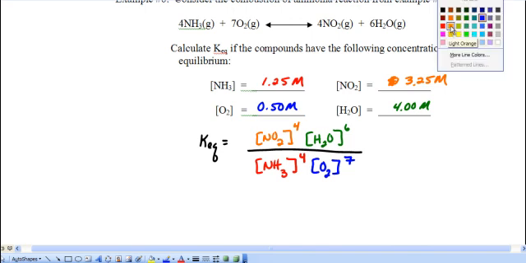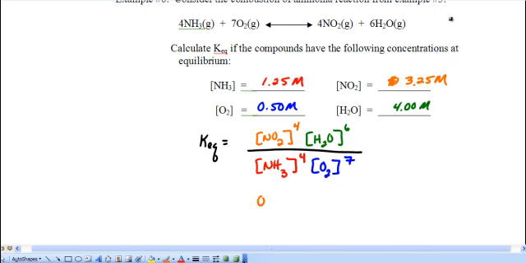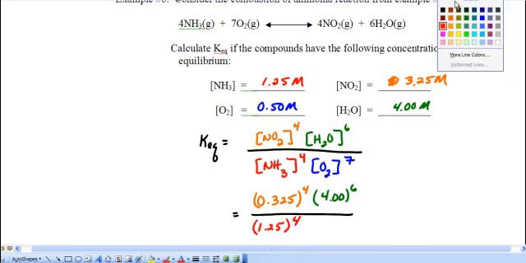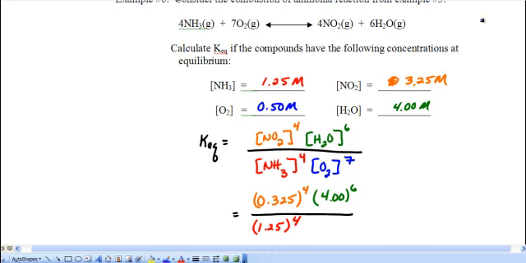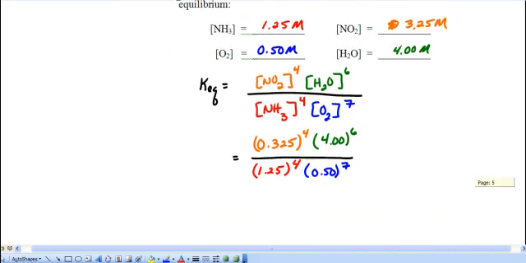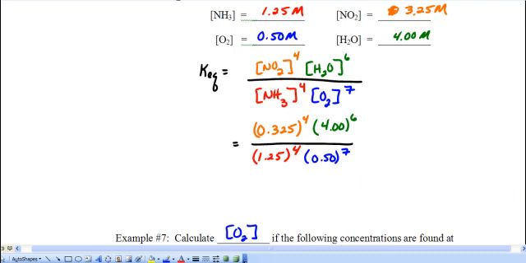And now all we need to do is plug in our equilibrium concentrations and solve for KEQ. So that's going to be 0.325 raised to the 4th times our 4.00 raised to the 6th, divided by our ammonia, which is 1.25, which is raised to the 4th, and our oxygen is 0.50 raised to the 7th. And all you need to do is evaluate that.